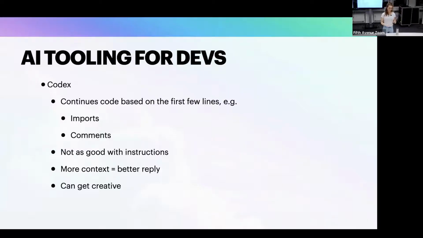If you give the beginning of a function, or maybe the name, even an import, and you write the documentation, what does your library do, and write the first line, import fmt or something like this, it continues it well. It will not do as well with instructions.